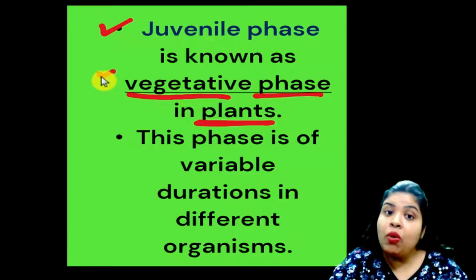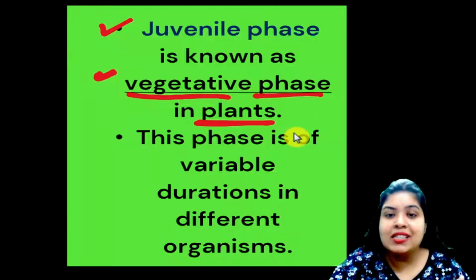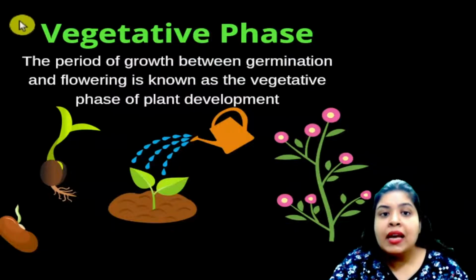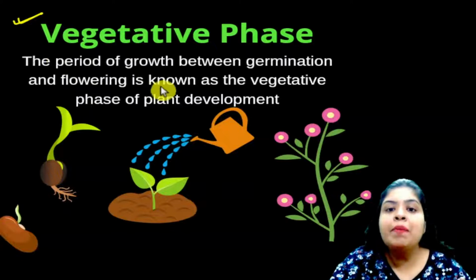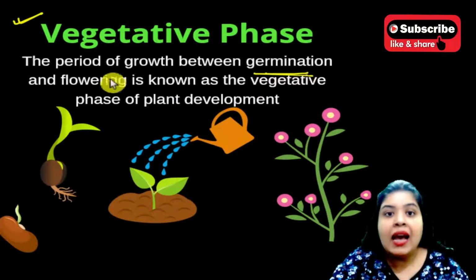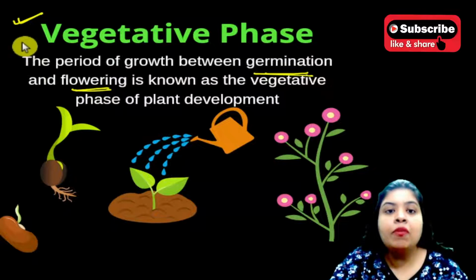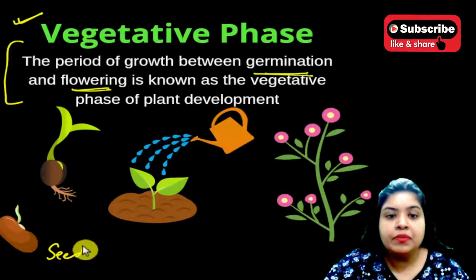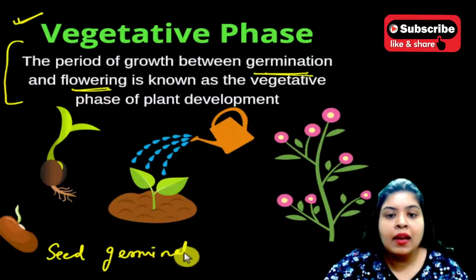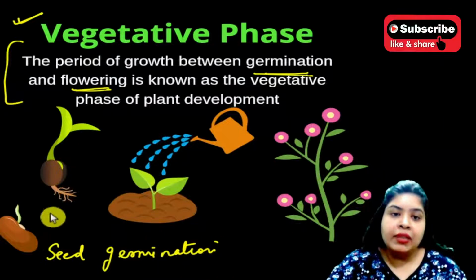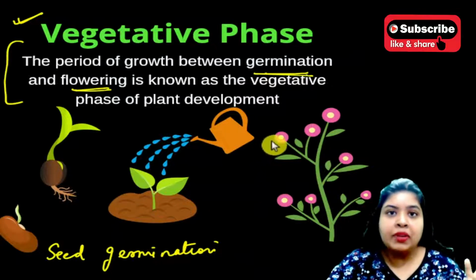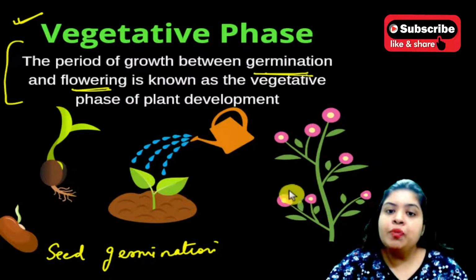Okay, and what do we call this in plants? We call this the vegetative phase. Now let us see what happens in plants. When we talk about plants, this is the vegetative phase. Now this is the period of growth between germination and flowering. Okay, specifically for plants we are studying here. So here we can see there is a seed germination. The seed is germinating, and then this seed is further growing, and when we are giving all ample conditions for the plant to grow, so this would be flowering later on.